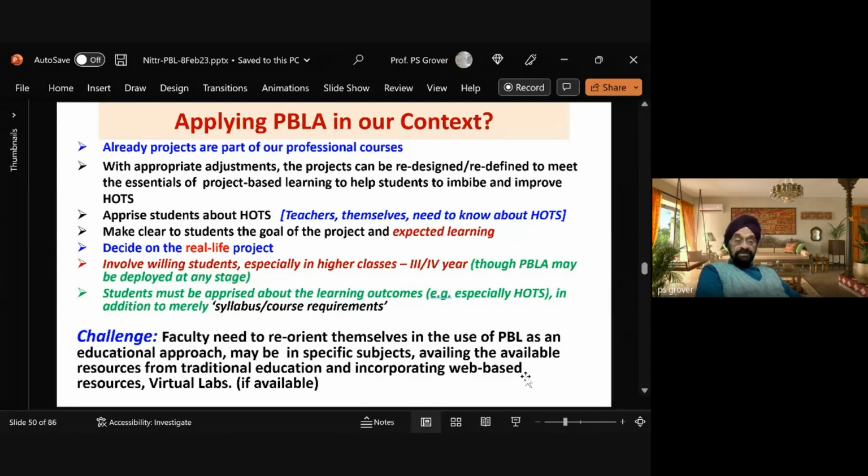Now, the challenge here is that faculty need to reorient themselves in the use of PBL as an educational approach, maybe in specific subjects, availing available resources from traditional education, and incorporating web-based resources. Virtual lab, you can incorporate them if they are available.